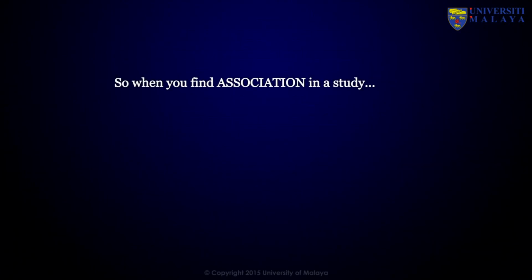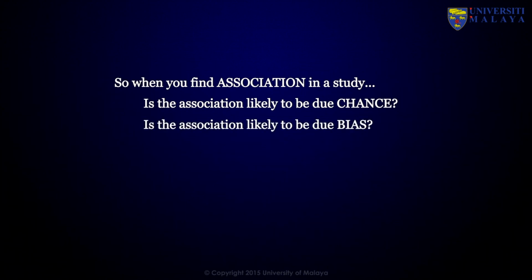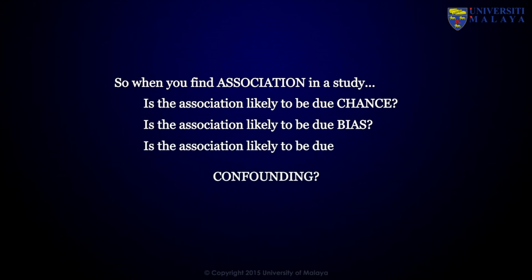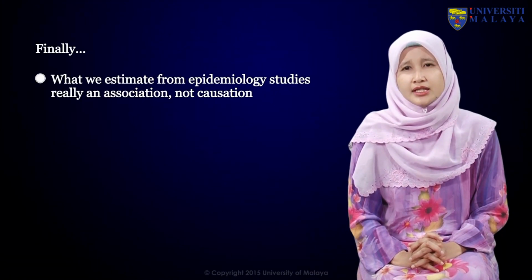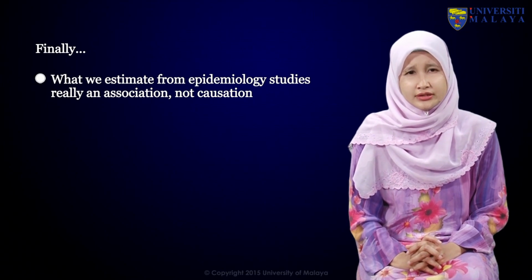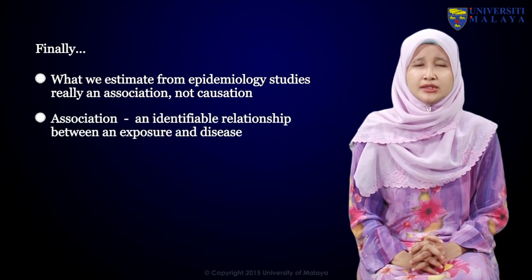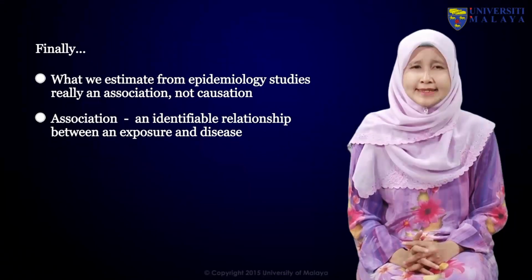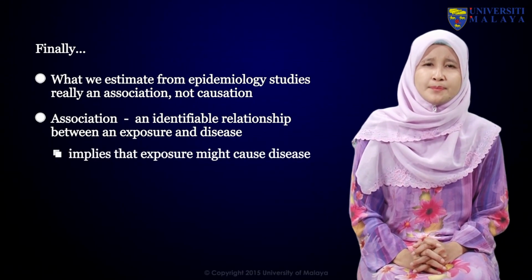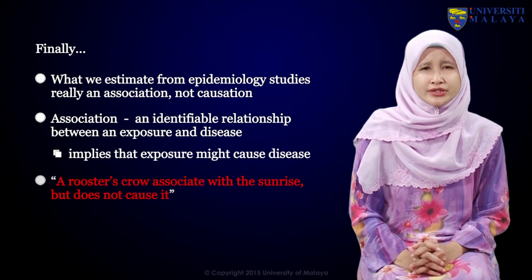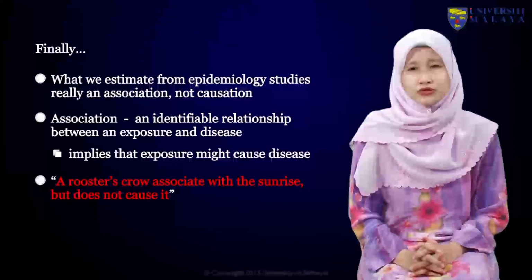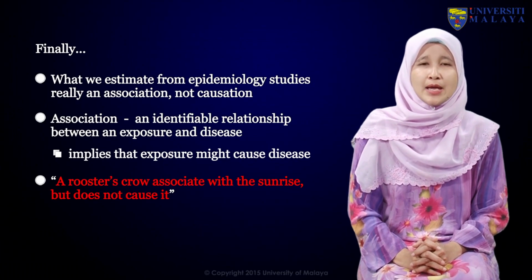So when you find an association in a study, is the association likely to be due to chance? Is the association likely to be due to bias? Or is the association likely to be due to confounding? Or is it a true association? Finally, what we estimate from an epidemiologic study is really an association, not causation. Association is an identifiable relationship between an exposure and disease, which implies that the exposure might cause the disease. So a rooster's crow is associated with the sunrise but does not cause it. So that is the same in epidemiologic study.